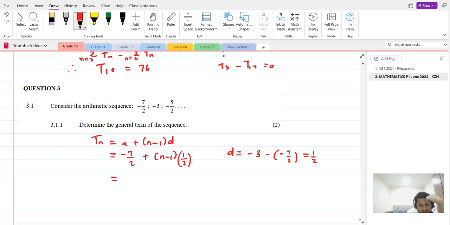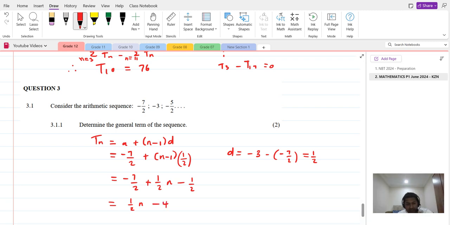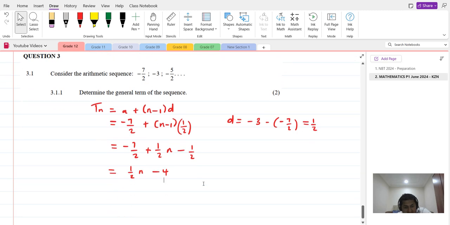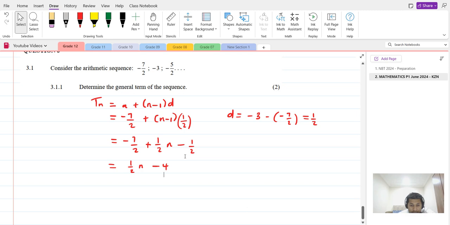Now we substitute this inside. So you're getting minus 7 over 2 plus half n, okay, minus half. So what we got? Half n minus 7 over 2 minus half, that's minus 4. Let's substitute the value of 1 inside. So we're getting half minus 4, which is minus 7 over 2. Substitute 2 inside, we're getting 1 minus 4, which is minus 3. So perfect, it works out. Moving on to the next question.